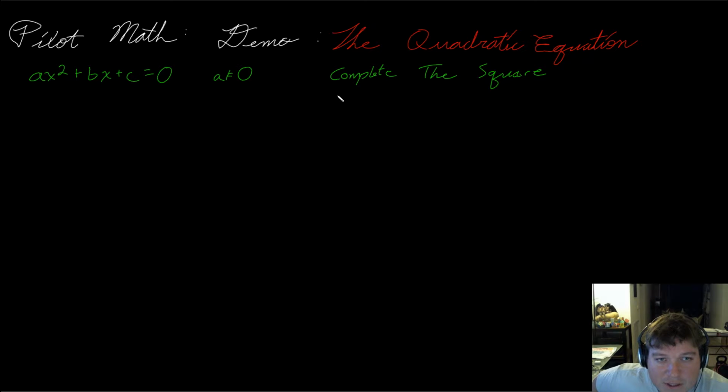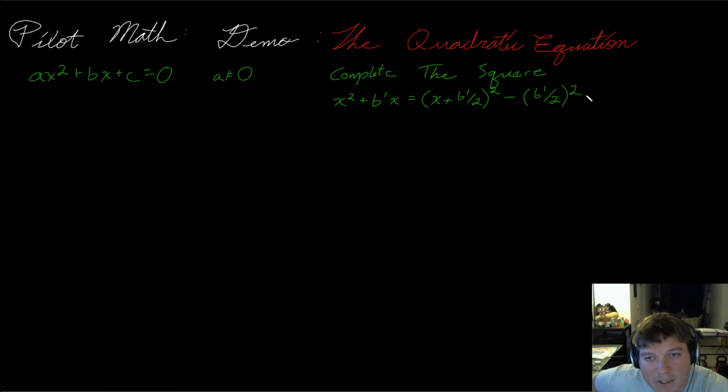So taking a look at this, completing the square is actually rather misunderstood in my opinion, because it's just a formula. If you have a binomial that looks like x squared plus b prime x, I use b prime so you don't get it confused with this b over here, you can factor that as x plus b prime over 2 squared minus b prime over 2 squared. FOIL this out and everything cancels back down to this other side.